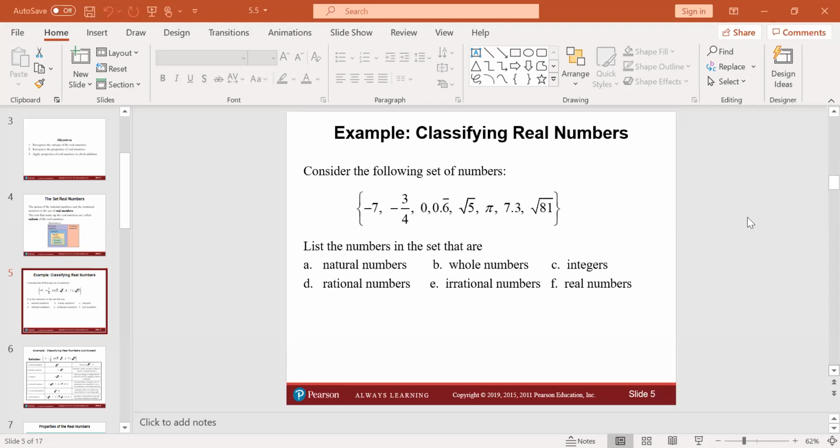We left off with this example. We classified each of the different numbers. Square root of 5, for instance, was irrational and real. Square root of 81 was really just the number 9. So it was natural, an integer, rational, and real. We applied all of those labels to it.